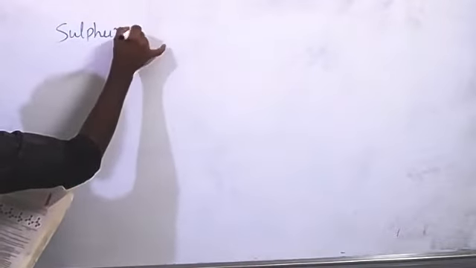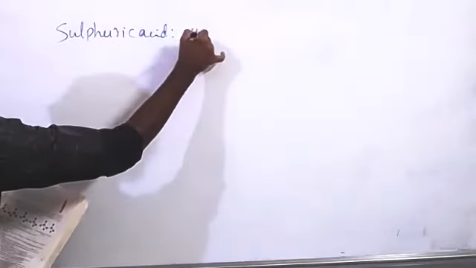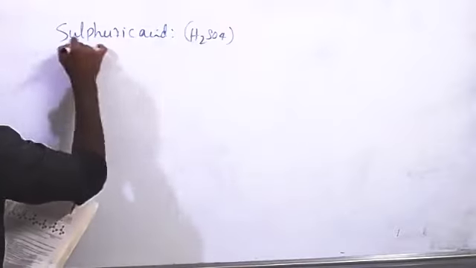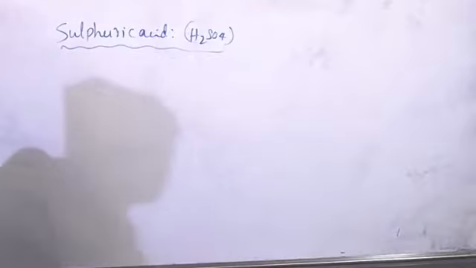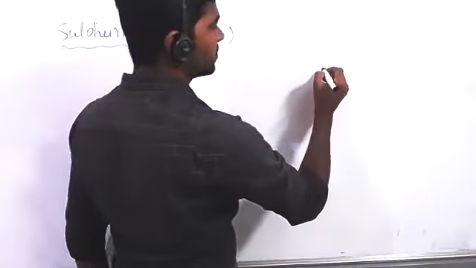Next, sulfuric acid. Sulfuric acid is one of the most important industrial chemicals worldwide. We know in many reactions we use sulfuric acid, and industrially it is used in large quantities. Sulfuric acid is manufactured by the contact process, which involves three steps. Process names are also asked in competitive exams.